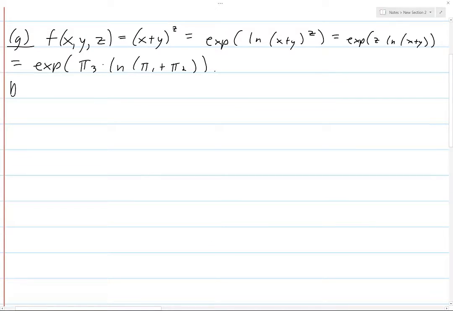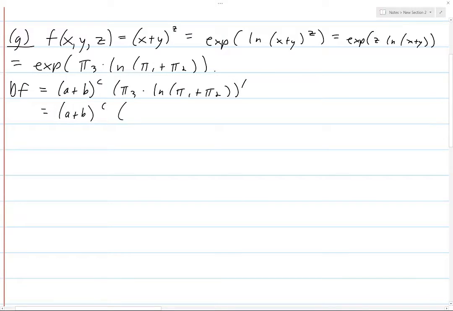Okay, so now we take the derivative, evaluate it at a, b, c. And again, because you have exponentiation on the outside, the first part is just going to be a plus b to the c. And we're going to end up multiplying by the derivative of pi 3 times natural log of pi 1 plus pi 2. And so we have to use the product rule. So we get pi 3 prime times natural log of pi 1 plus pi 2, plus pi 3 times the derivative of natural log of pi 1 plus pi 2.